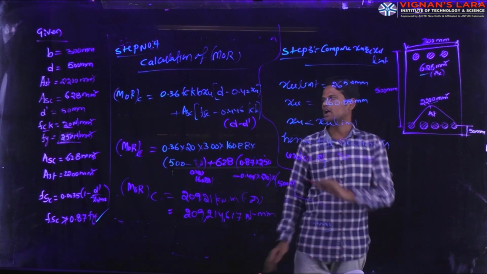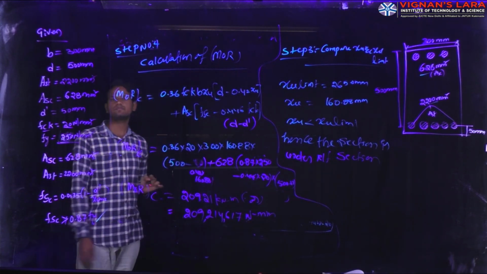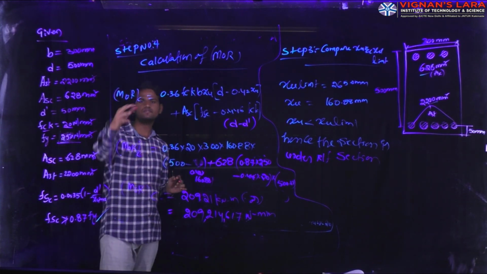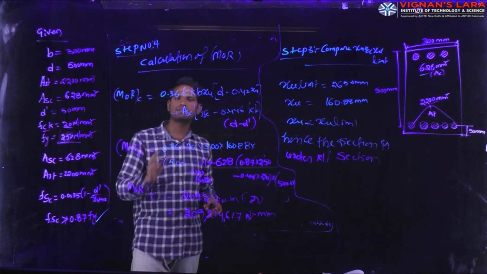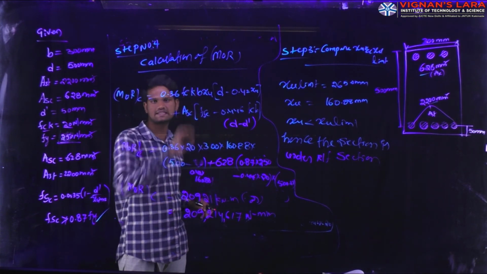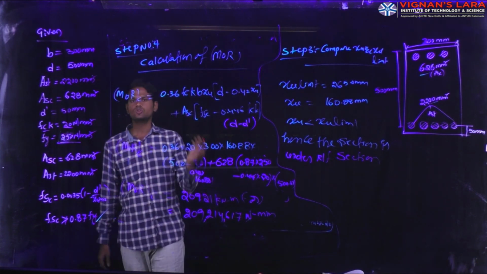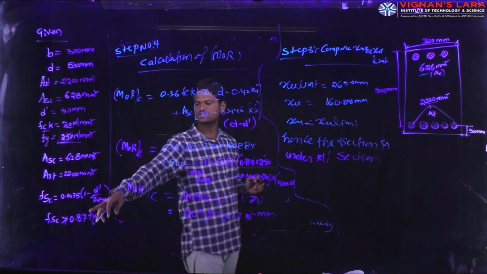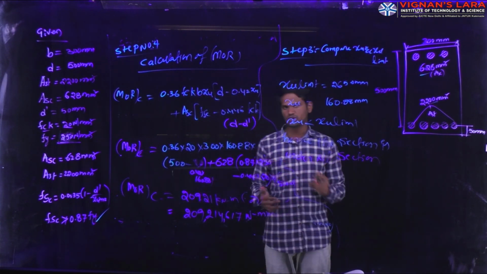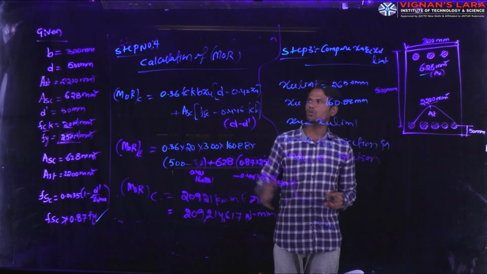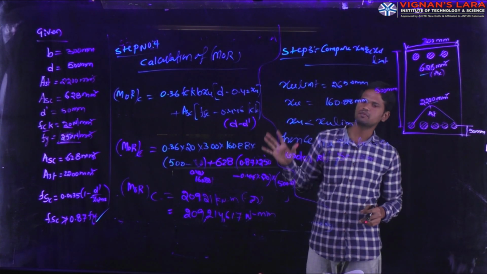Up to now, this is one more problem, analysis of a doubly reinforced beam for calculating the moment of resistance. In some conditions, they will ask to calculate the ASC value or the area of steel 1 or area of steel 2. In those conditions, by using FSC greater than or equal to 0.87, you have to calculate the different AST1 and AST2 values. Up to now, this is the problem on analysis of a doubly reinforced beam.